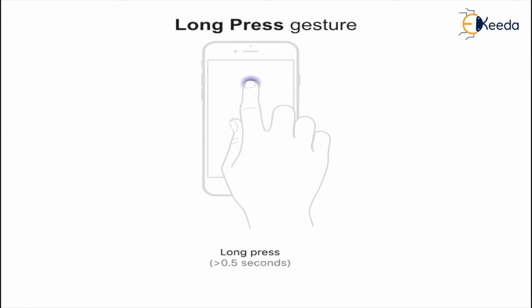Now next one is the long press gesture. For example, when you uninstall an application or share any photo, at that time you have to long press an object, in the form of an image or an application icon. You can see it is greater than 0.5 seconds. Whenever you long press, meaning long tap on the screen, at that time your long press gesture is called.